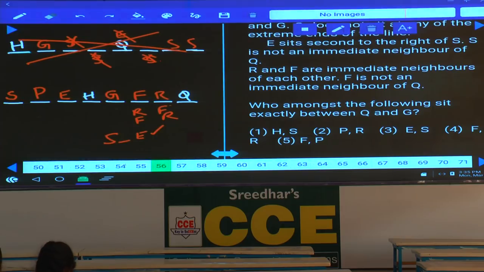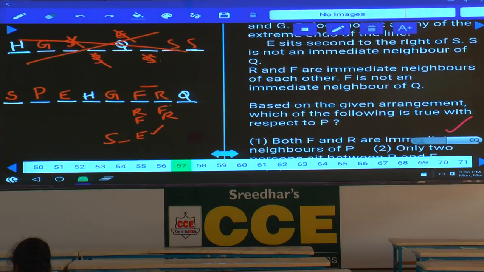Then question number 56. Who among the following sit exactly between Q and G? Q and G, tell me who is that person? F and R are the two persons. F, R, choice 4.